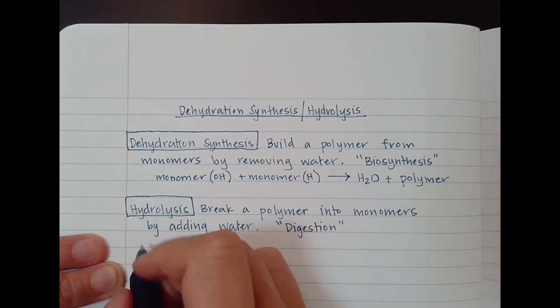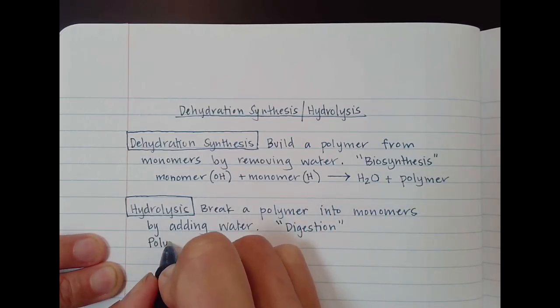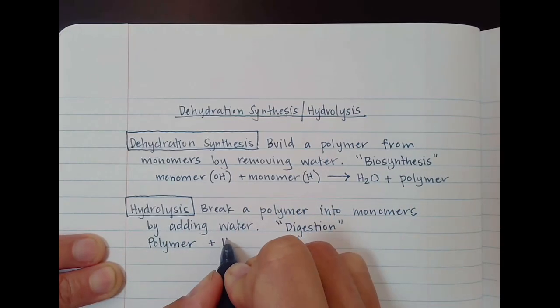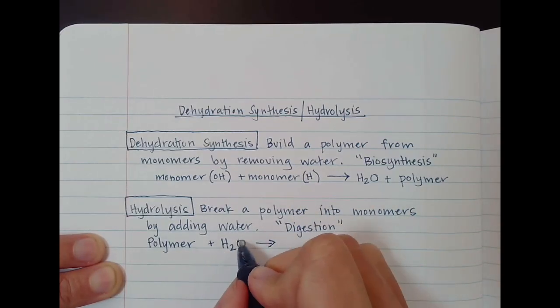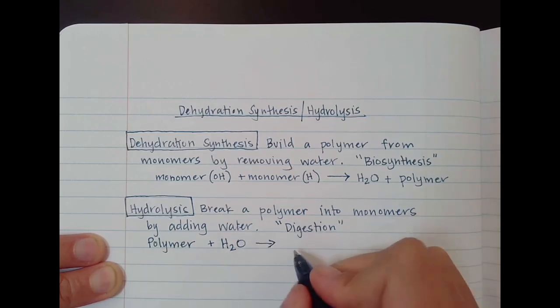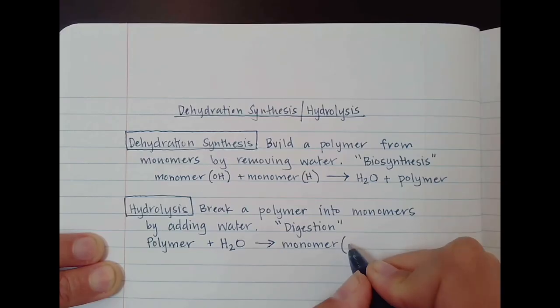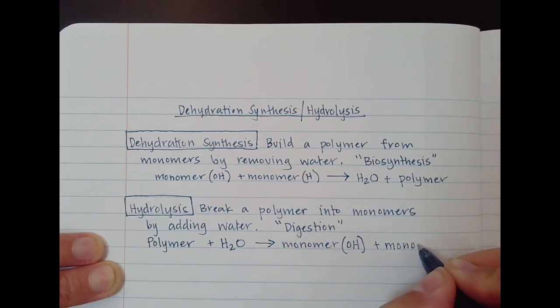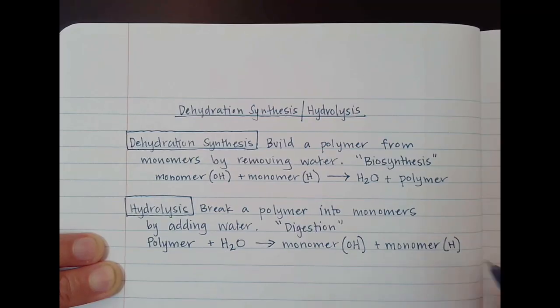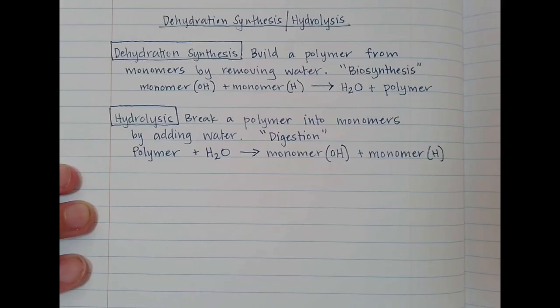So if it's the opposite, then my chemical equation is also going to be opposite. So I'm going to start with a polymer, and I'm going to add water. And as a result, this water is going to split up, and it's going to jam itself into this polymer, and I'm going to end up with a monomer that has the OH from the water added to it, and another monomer that has the H from the water added to it. So let's talk about how this works with some actual monomers and biomolecules.